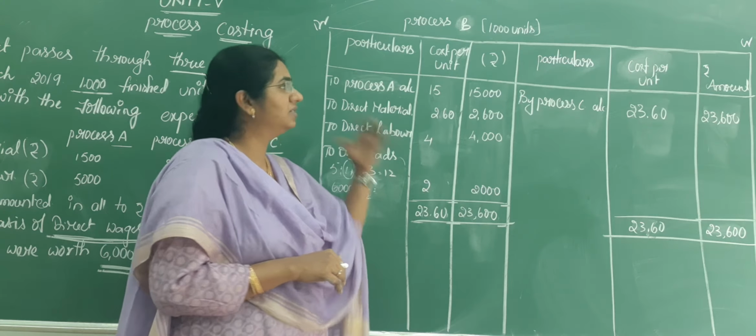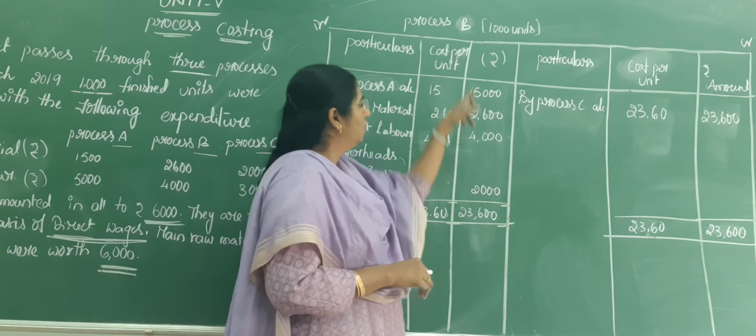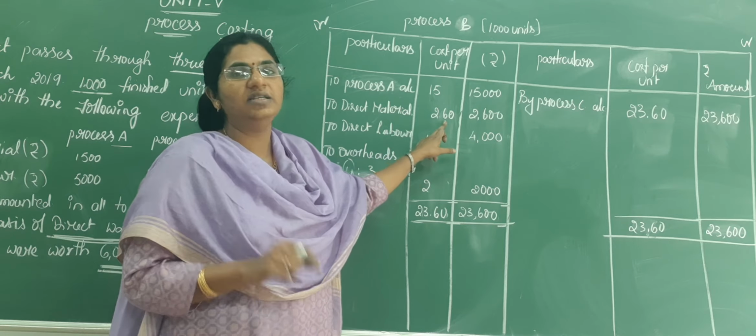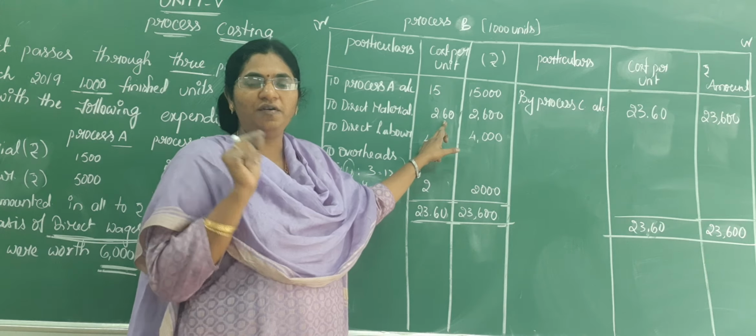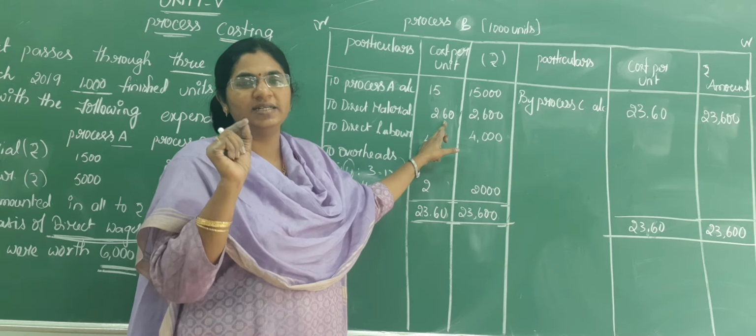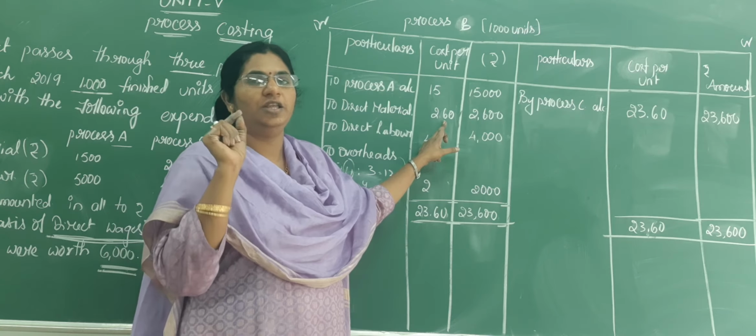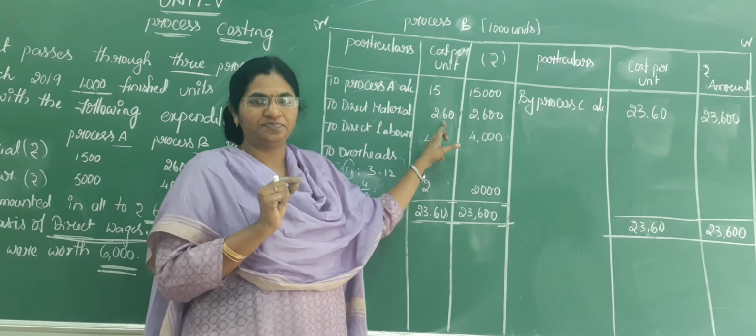1,000 units. So let's divide by 1,000 units. 2,600 divided by 1,000 units. 2 rupees 60 paisa is the per unit cost of direct material in process B.